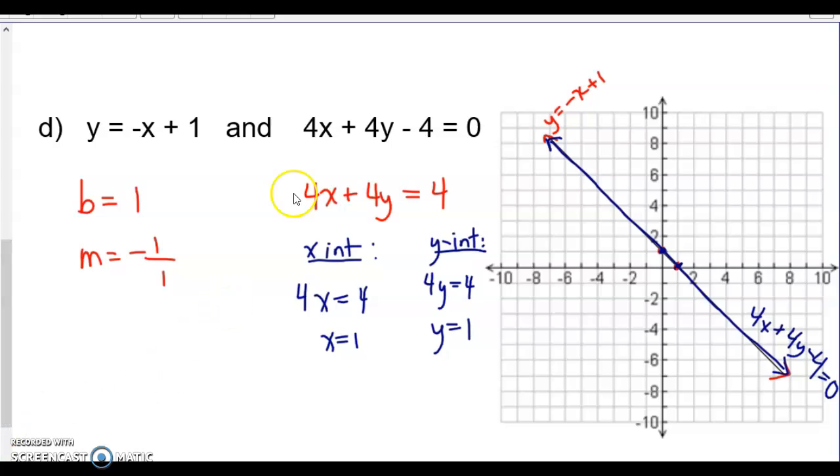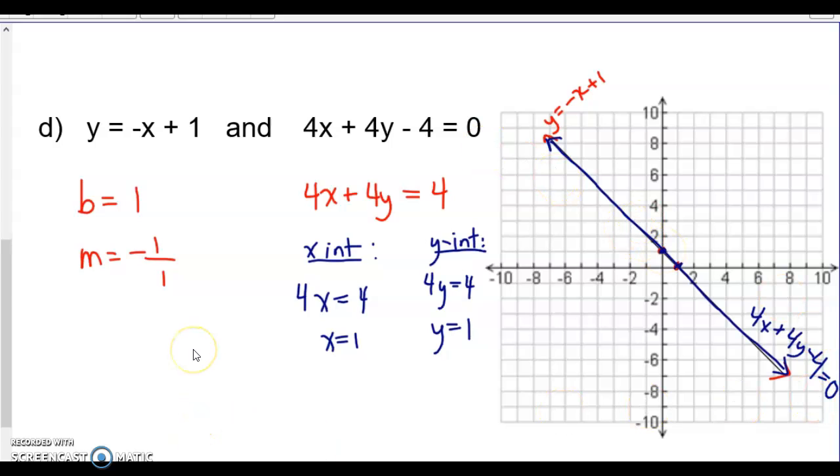Now my second equation is presented in standard form. So here I'm going to solve for the intercepts. So recall, to solve for my x-intercept, I am going to plug in 0 for y. So I have 4x equals 4, x equals 1. So I'm going to put a blue mark right there on x equals 1. For my y-intercept, repeat the process, but this time x is 0. So I have 4y equals 4, divide both sides by 4, y equals 1. So on my y-axis, go ahead and mark that with the blue dot and connect.